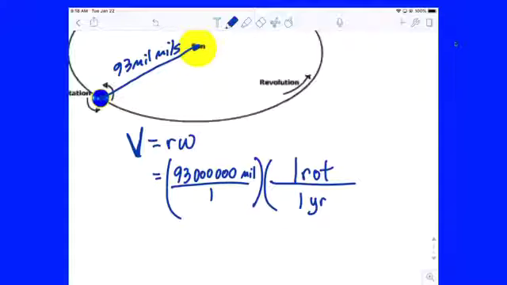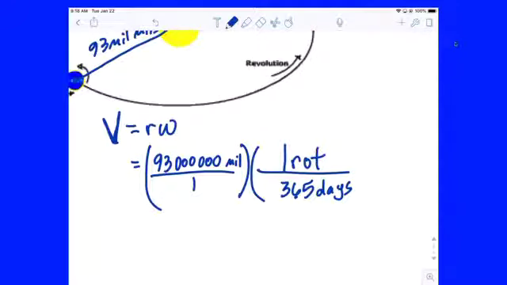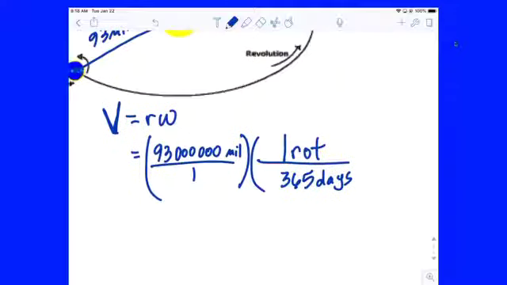We want miles per hour, right? So we need to convert from years to hours. Now, we could save ourselves a conversion if we replace 1 year with what? 365. So if you did not do that, if you just called it 1 year, then the very next conversion would be 1 year over 365 days. Now, you could use 365 or 365.25. It matters really not. We're just getting an approximation.